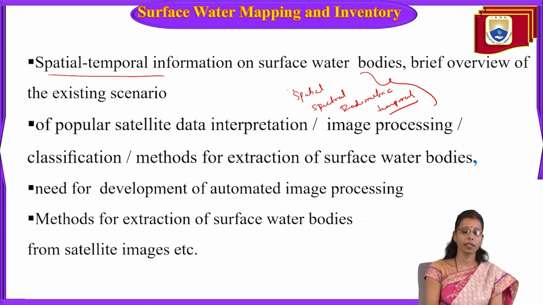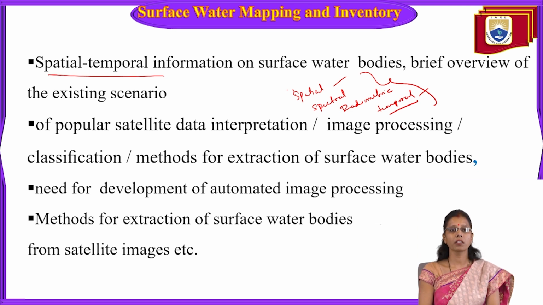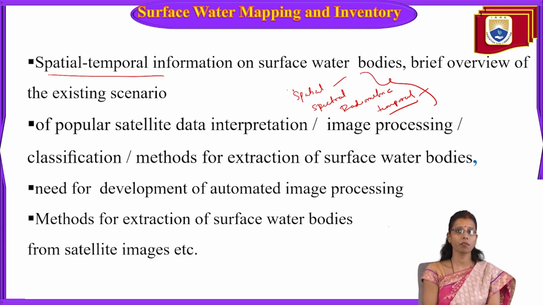In this, we have the resolutions called spatial and temporal. They give you the spatial information as well as show you the temporal, and temporal means changes from time to time. What changes are going to occur in such areas? It will show us the changes from time to time, which will give us information on the surface water bodies and a brief overview of the existing scenario.